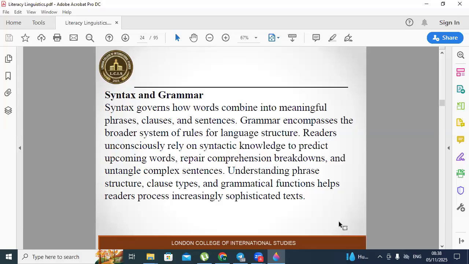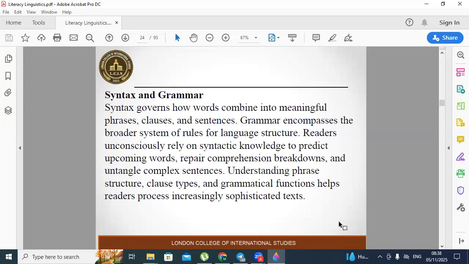For English learners, explicit syntax instruction clarifies differences between their first language and the English structure. For example, adjective placement differs across languages. In English, adjectives precede nouns, "red car," but in Spanish, they typically follow.